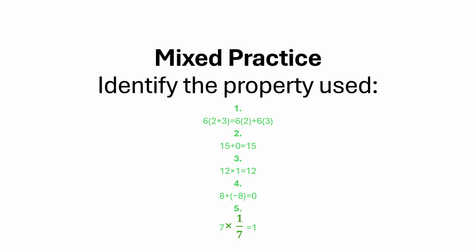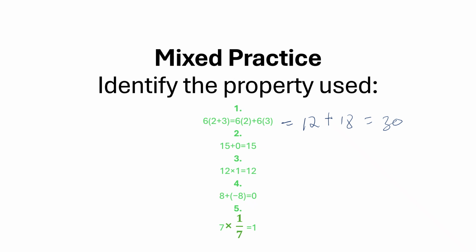Now let's look at a mixed practice here. If you look at the first example, we are to distribute 6 over 2 plus 3. When you do that, it's going to be 6 times 2 plus 6 times 3. In solving this expression, 6 times 2 is 12, and then 6 times 3 is 18. And so 12 plus 18 will give you 30.